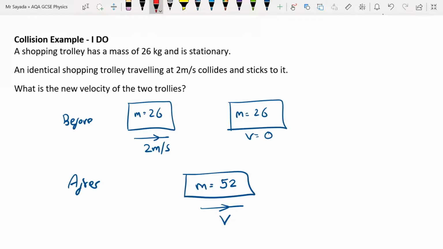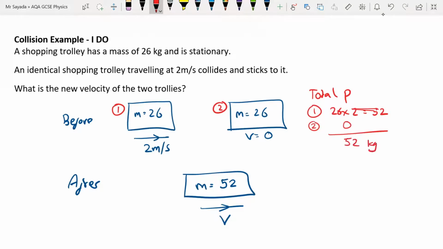I'm just going to do the maths part of it now. So we work out the total momentum at the start. So the momentum of, let's call this one trolley 1, and this one trolley 2. So the momentum of trolley 1 is mass times velocity, 26 times 2, 52. The momentum of trolley 2, it's not moving, so it's just 0. So the total momentum at the start is 52 kilogram meters per second. That means the total momentum at the end has to be the same because momentum is conserved.